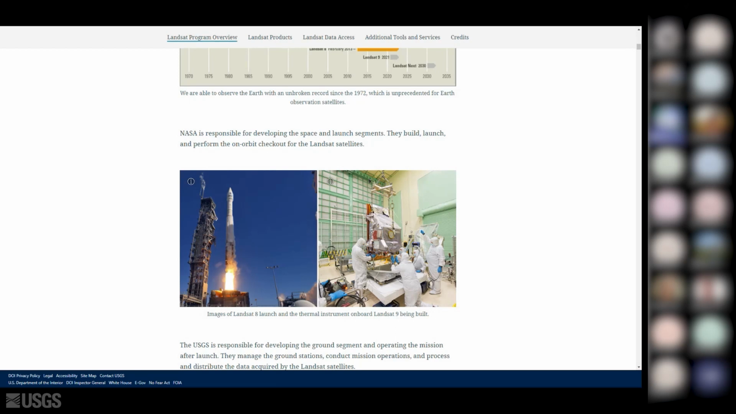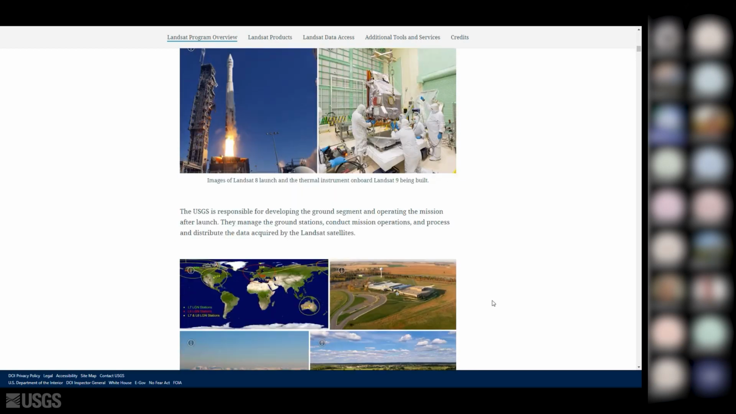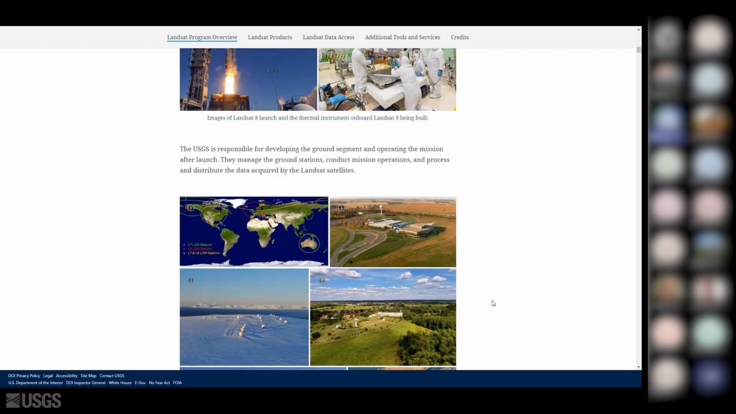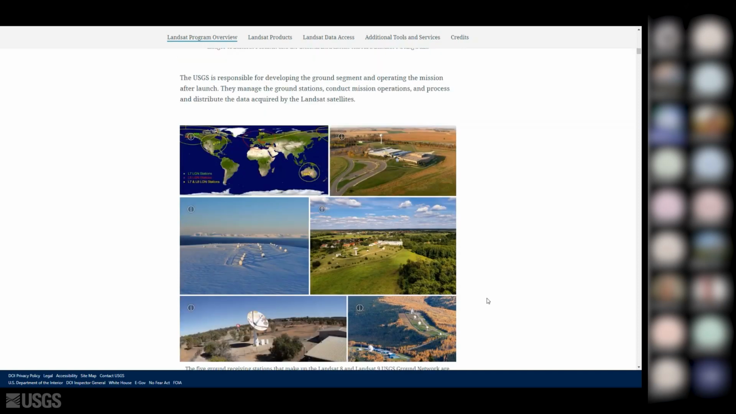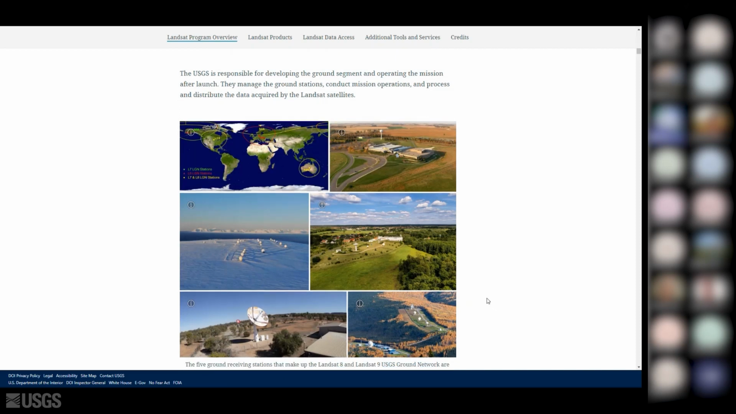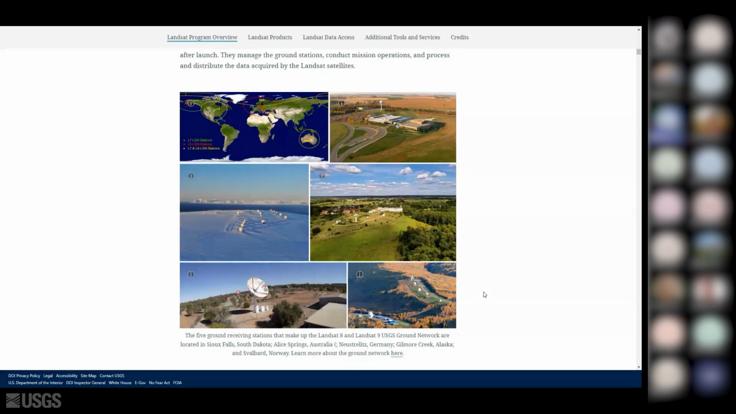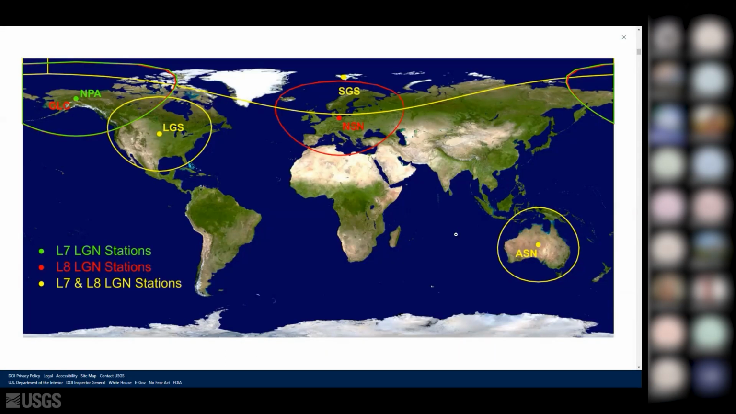You can see some images here from when Landsat 8 was launched, and another image of the thermal instrument that is now on board Landsat 9 being built. And the USGS is responsible for developing the ground segment and operating the mission after launch. USGS manages the network of satellite ground receiving stations, conducts mission operations, and processes and distributes the data acquired by the Landsat satellites. These images here are of the satellite ground network receiving stations that are located all over the world. You can see a map here of the Landsat ground network.